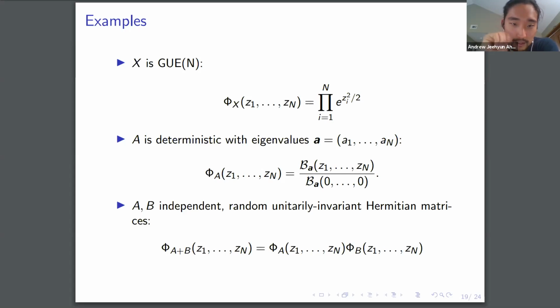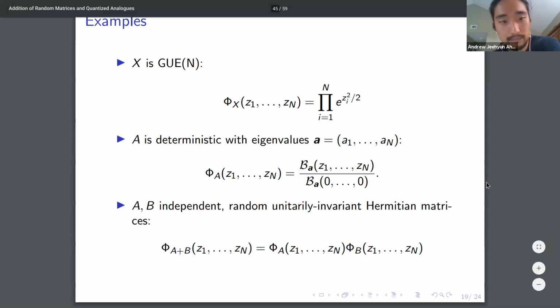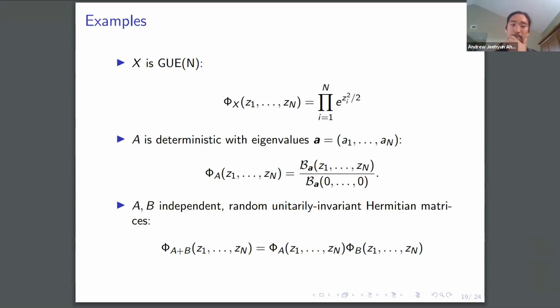And finally, the third example I want to go through shows that this is very similar to the Laplace transform or characteristic function from classical probability. If A and B are independent random unitarily invariant Hermitian matrices, and I want to know what the MBGF of A plus B is, it turns out it just factors into the MBGF of A and the MBGF of B. Okay, so hopefully I've convinced you that this is a nice object.